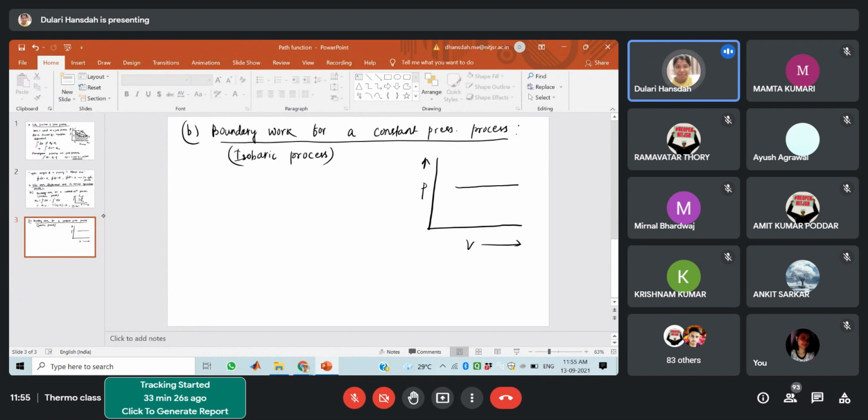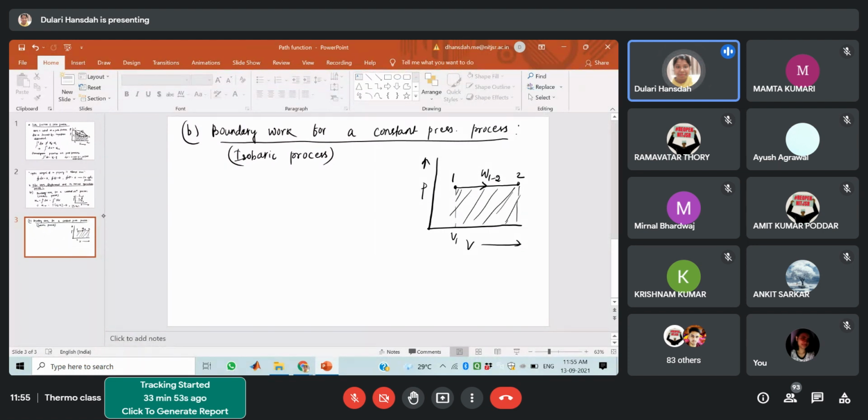Let us consider that we have taken the system from state 1 to state 2. Okay, so there is a property change from state 1 to state 2. We have to find out what the work transfer is in this case. The area under this path is the work transfer.